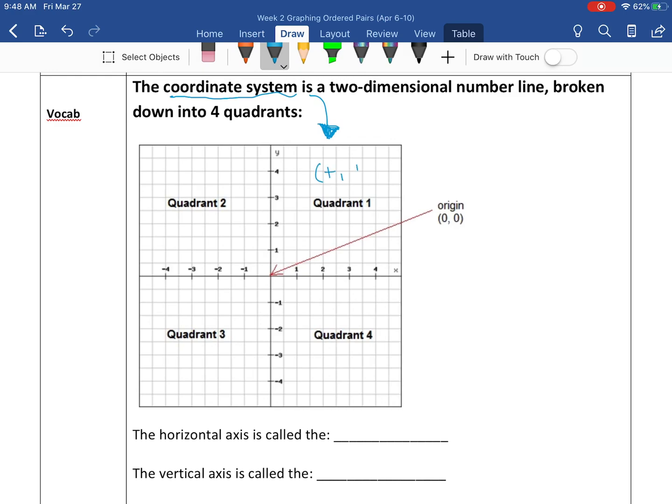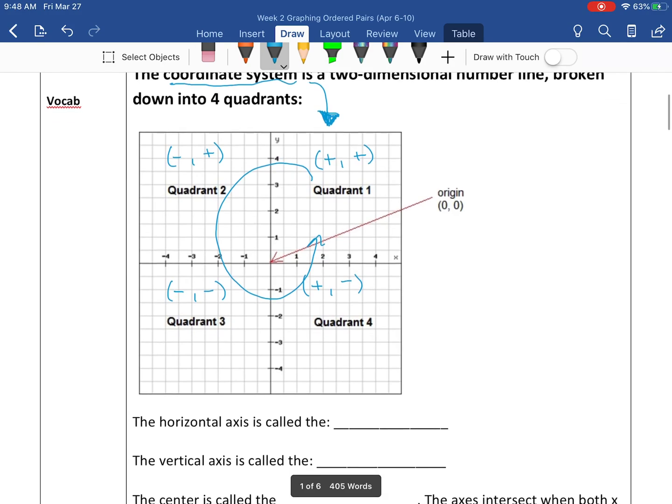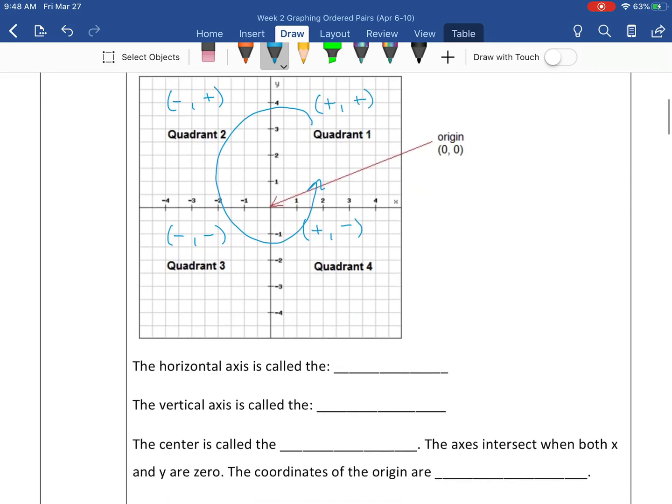So quadrant 1 is where we have x and y both positive. Quadrant 2, we have a negative x and a positive y. Quadrant 3, x and y are both negative. And quadrant 4, you have a positive x and a negative y. Notice how it goes counterclockwise also. It goes from quadrant 1 to quadrant 4, like that. Okay, so this is a coordinate plane.